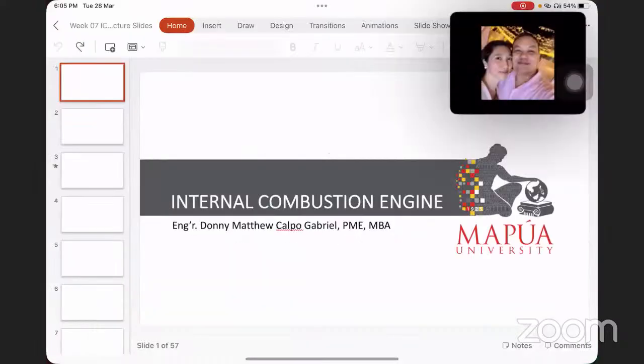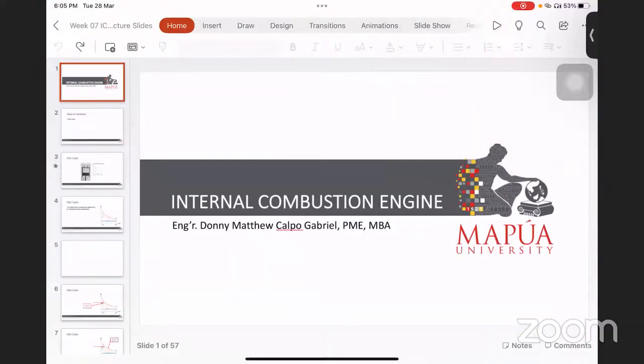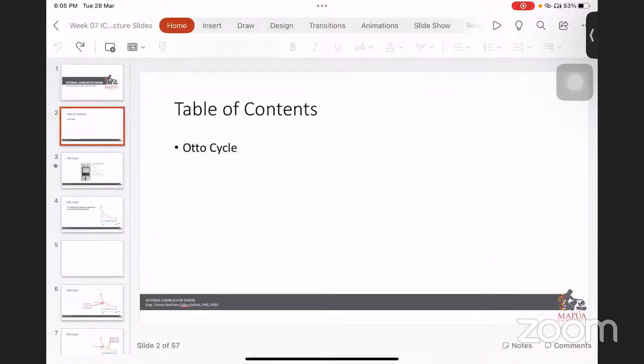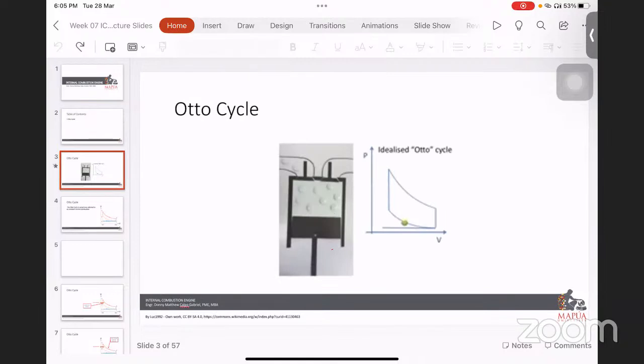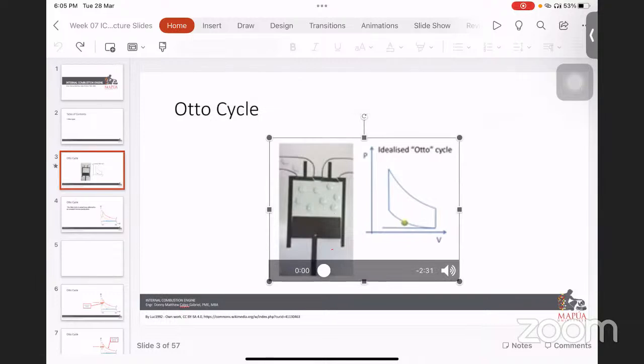All right, so what we're going to tackle now is the Otto cycle or yung four-stroke cycle na pinag-usapan natin previous weeks. We're going to have the thermal analysis of an ideal Otto cycle. So this is an Otto cycle. So we have your pressure volume diagram or your PV diagram. So let's take a quick look on how it goes.